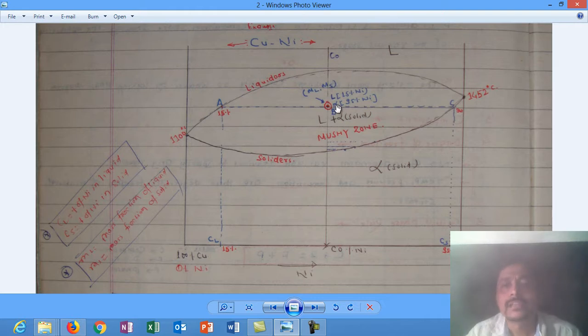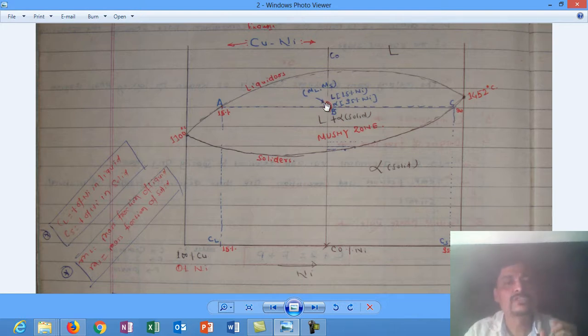Similarly, in the alpha solid phase, let us suppose 95% nickel is there. This is called Cs. Cs is the percentage of nickel in the solid phase. So we need to understand what Cl and Cs are.